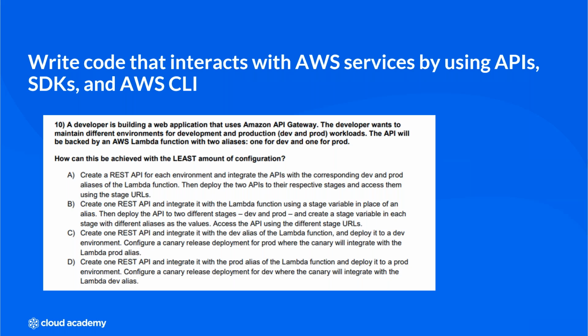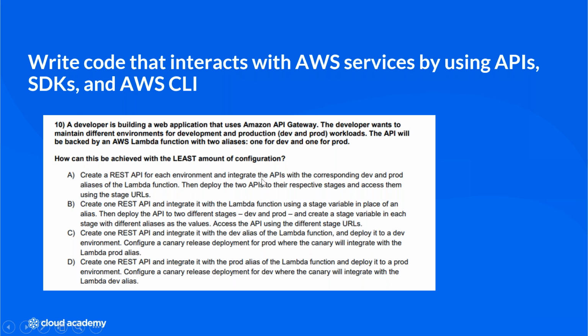So what's the answer? Let's read through it. A developer is building a web application that uses Amazon API Gateway. The developer wants to maintain different environments, development and production, dev and prod workloads. The API will be backed by an AWS Lambda function with 2 aliases, one for dev and one for prod. How can this be achieved with the least amount of configuration? Okay, anytime they bold something and make it really big like that, that's the most important thing. Please God, don't forget that. So let's read through these.